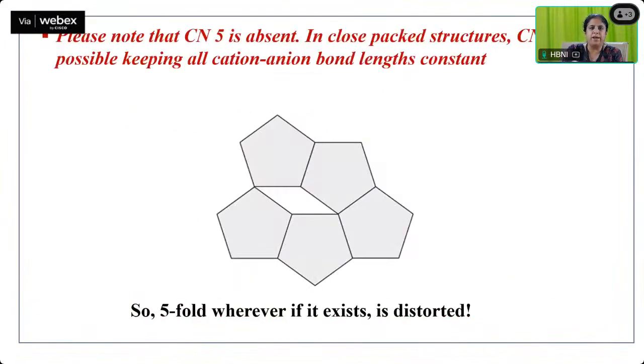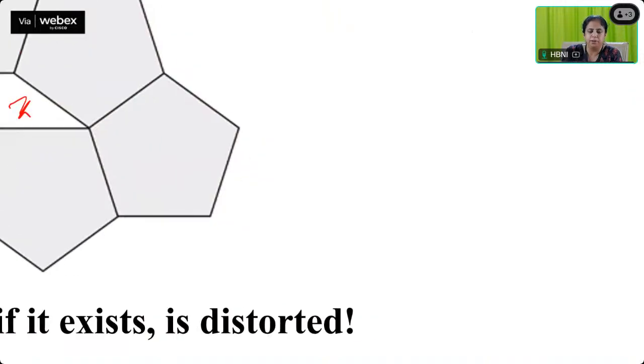Okay, so this is what I was talking about. So this is possible, it happens. But then you have this empty space. So making the entire space filled with the 5-fold coordination is not possible. And hence, when we talk about ideal radius ratios, we do not talk about the coordination number 5.